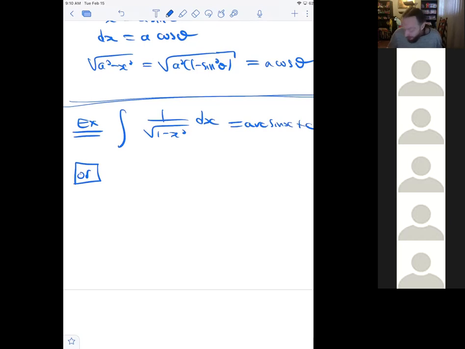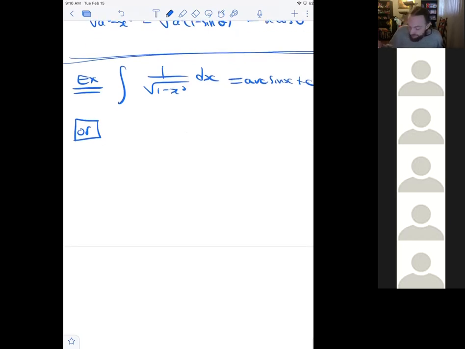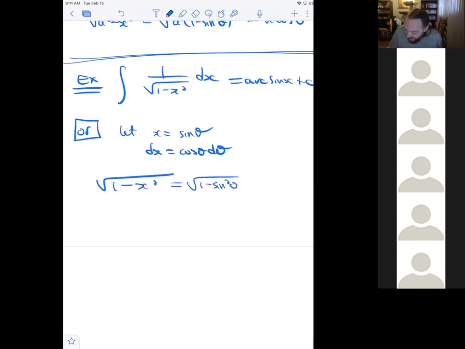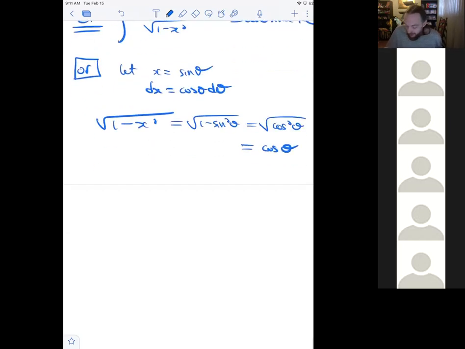So what should I do with this? Well, this first one, I see 1 minus, so I'm going to let x equal sine theta. Then dx is going to be cos theta d theta. And the square root of 1 − x² is equal to the square root of 1 − sin² θ, which is the square root of cos² θ, which is, yes, technically absolute value, but we're just going to get rid of it and call it cos theta.